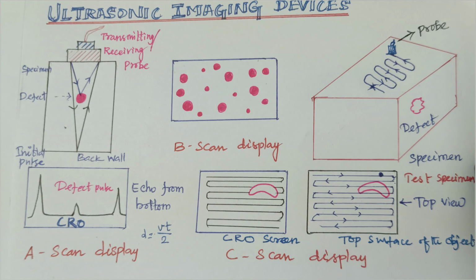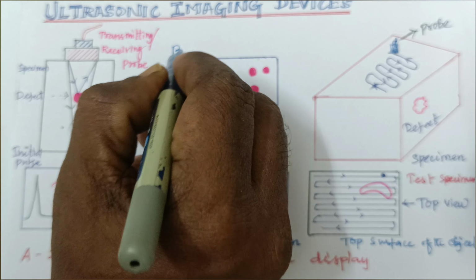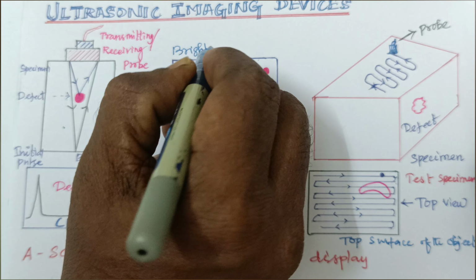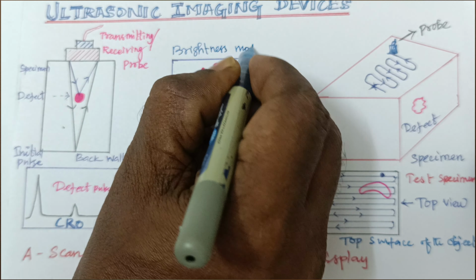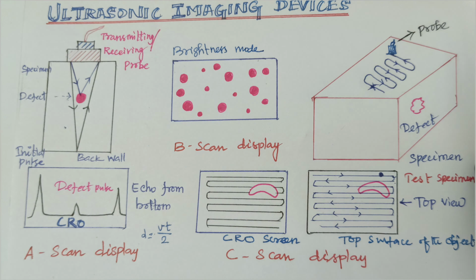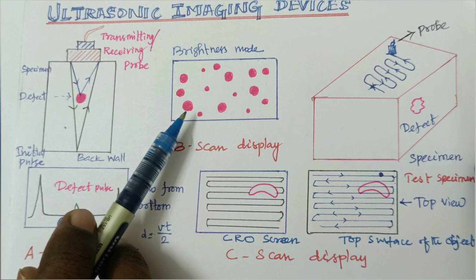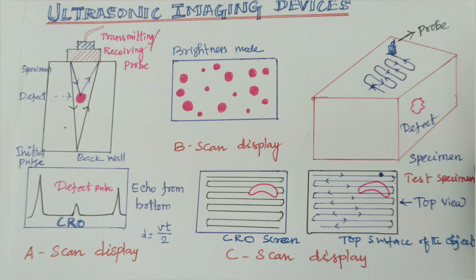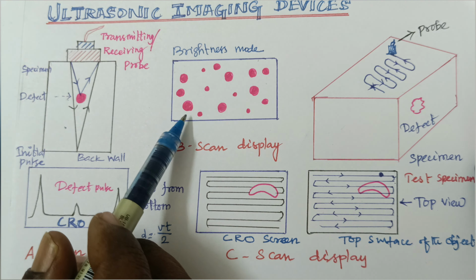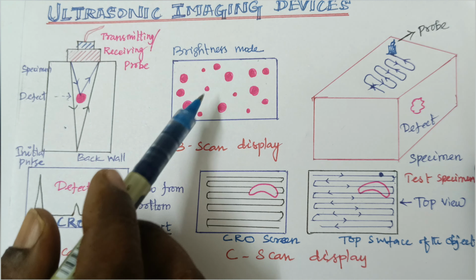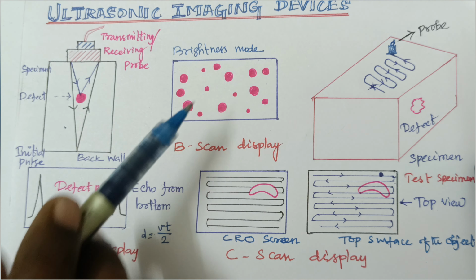Second one, B-scan, or brightness mode scan. Here you can see the defect in a two-dimensional image. In B-scan, the transducer is moved on the surface of the specimen. In this B-scan method, you can move the transducer over the surface of the specimen in two dimensions.